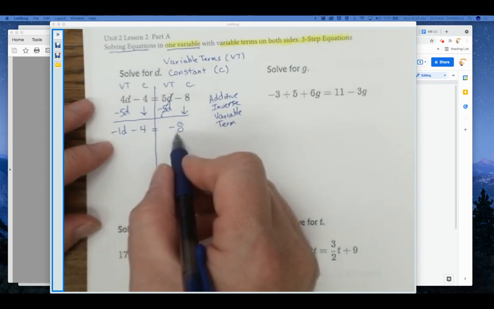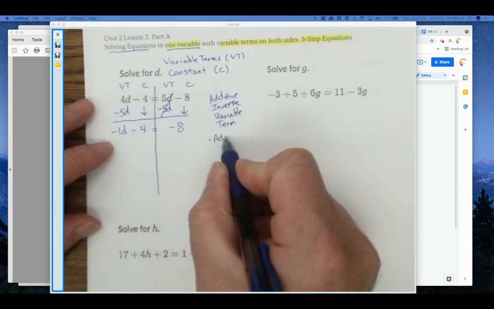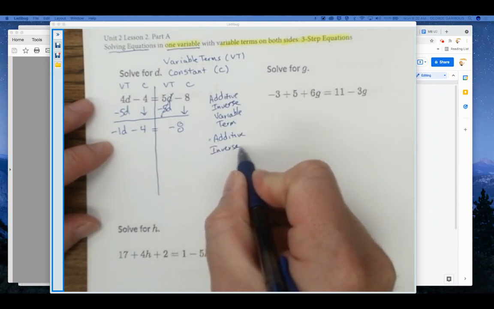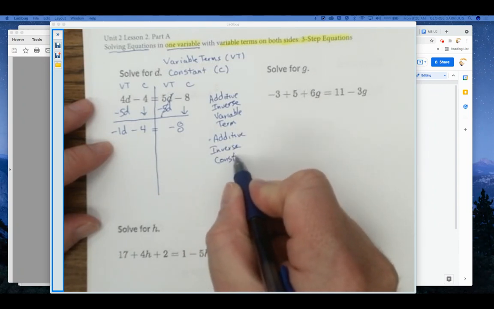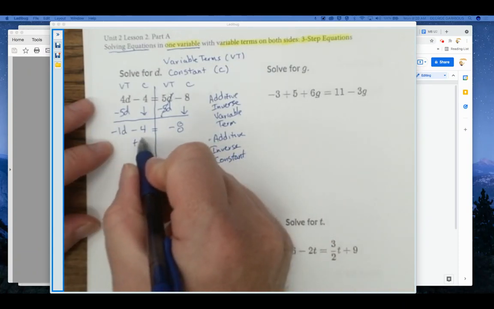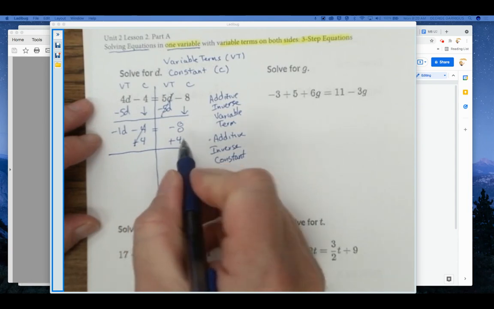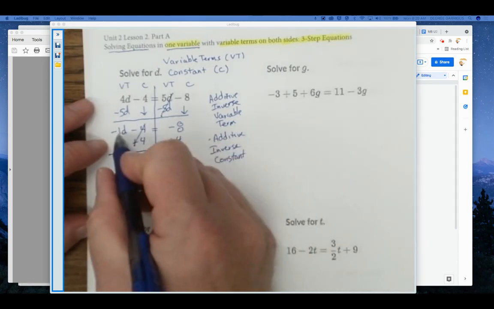Here's my two-step equation. I need to do the additive inverse again. And this is the additive inverse of the constant. So I'm adding 4, slashing. Here we go. Bringing things down.